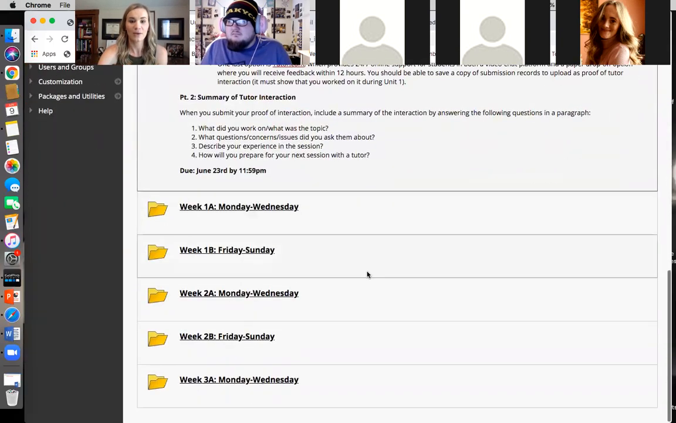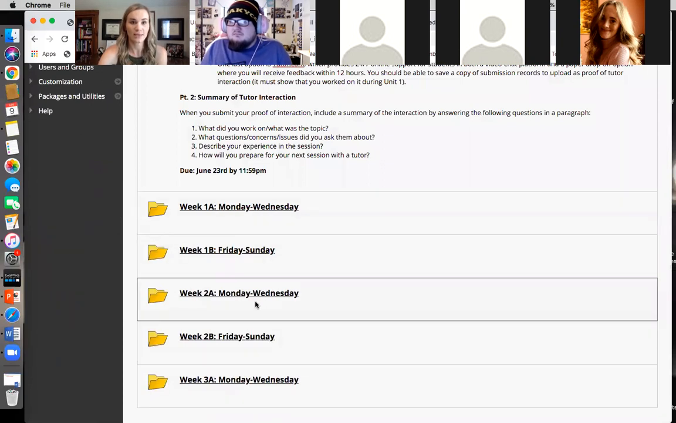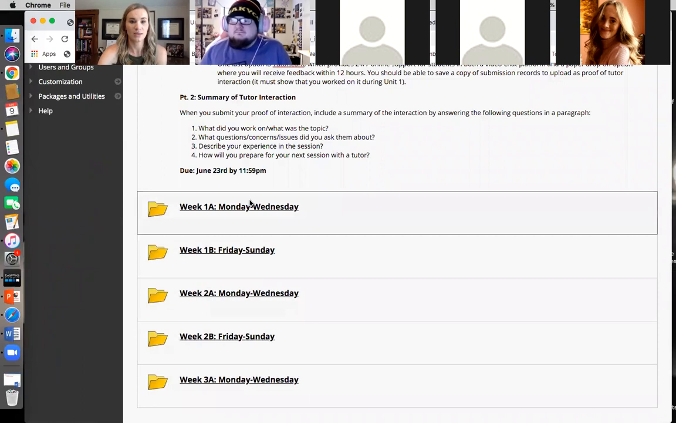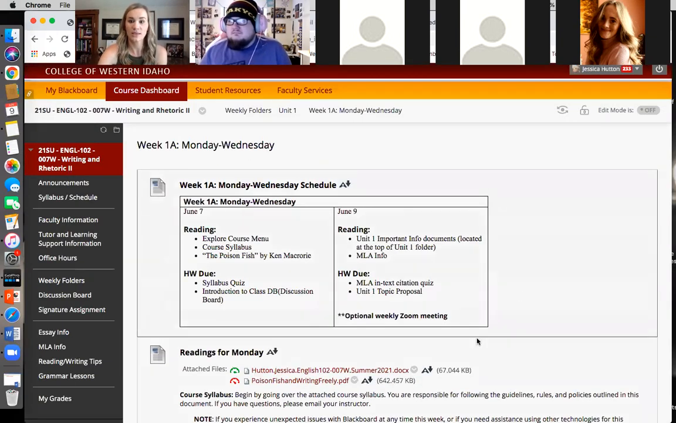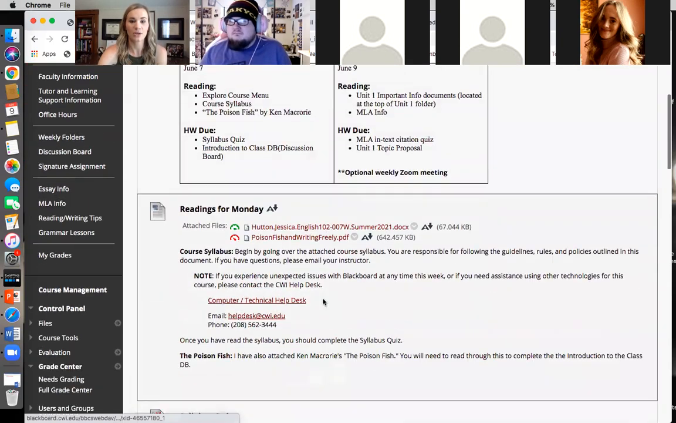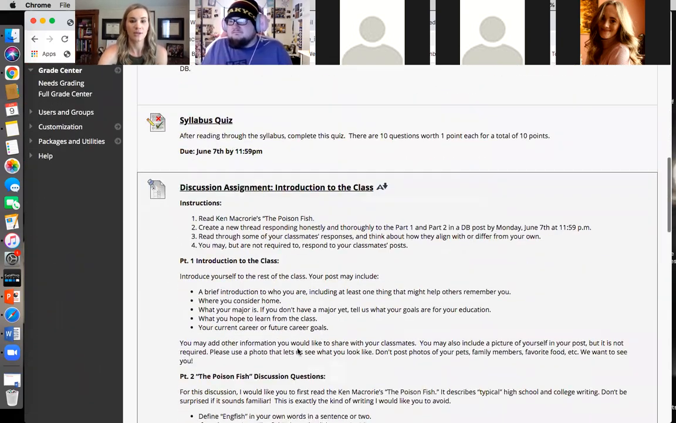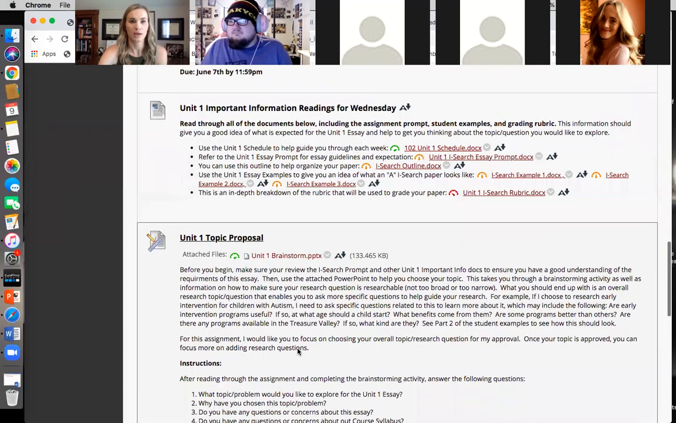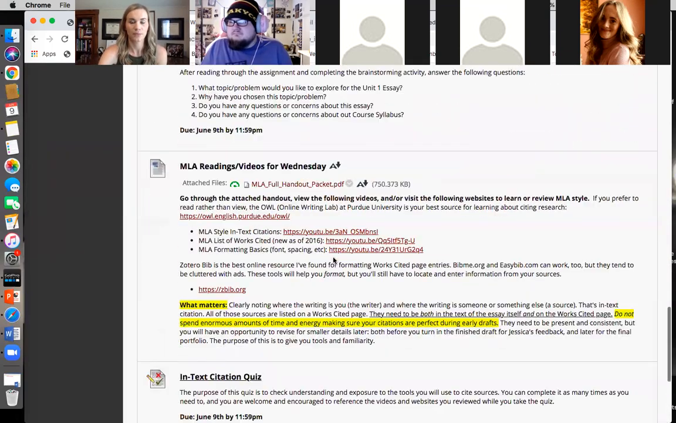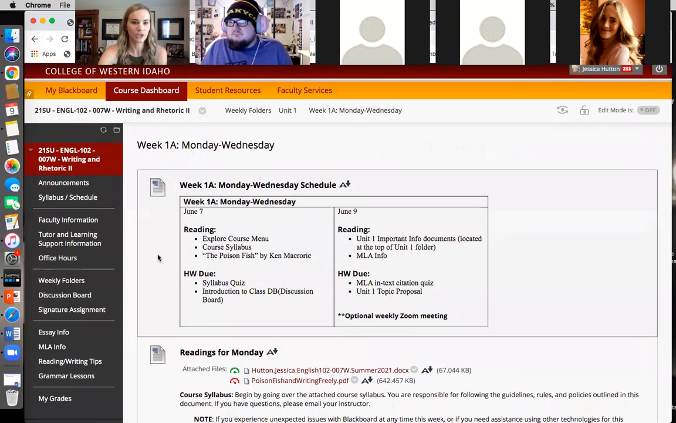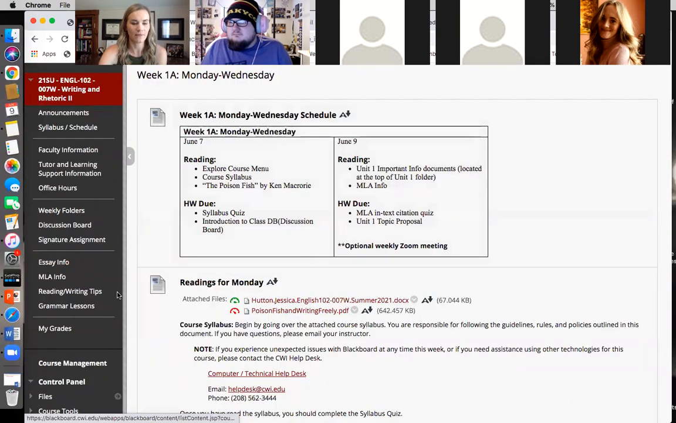Other than that, our weeks are broken up into 2 different sections. Every single week is like that. Our due dates are always going to be the same, and each of these folders is going to be formatted the same. You're always going to see our schedule at the top, and then you're going to see our readings and assignments in order. And then a preview of what the next week looks like. So that should be pretty easy to navigate.